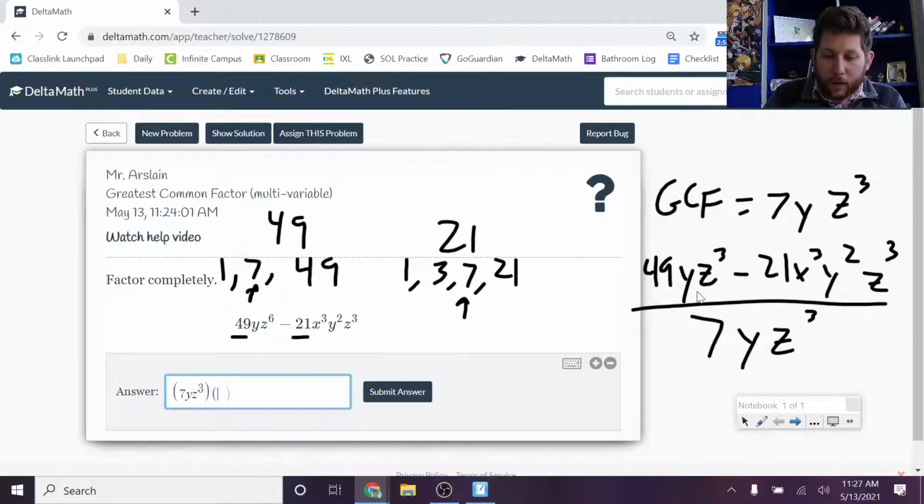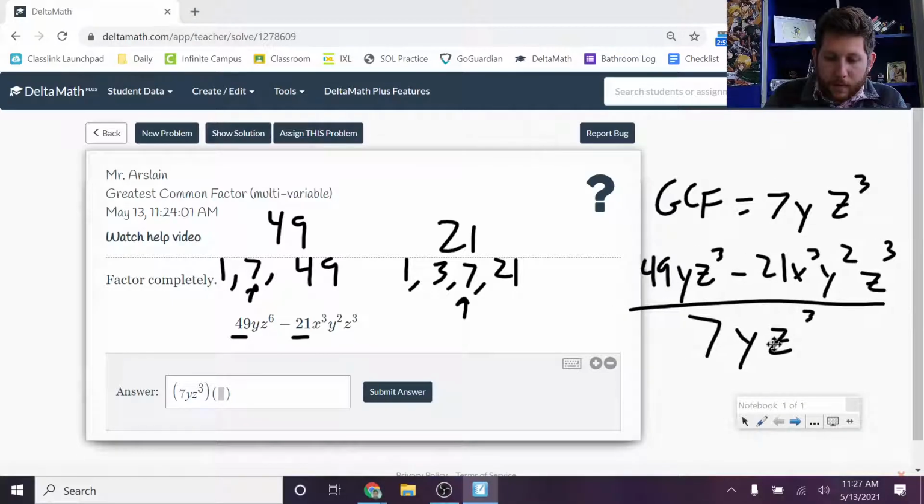So 49, again, what I can do, let me make this maybe a little more clear. What you want to do actually is think about dividing both of these terms. So 49yz cubed, well, I know that 49 divided by 7 is 7.